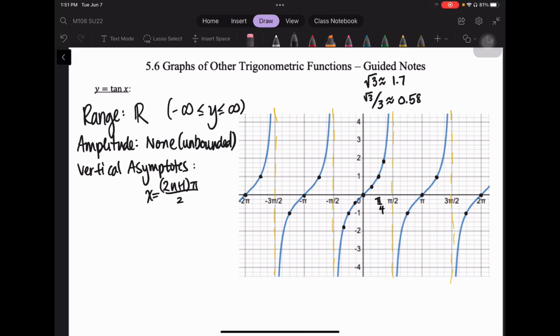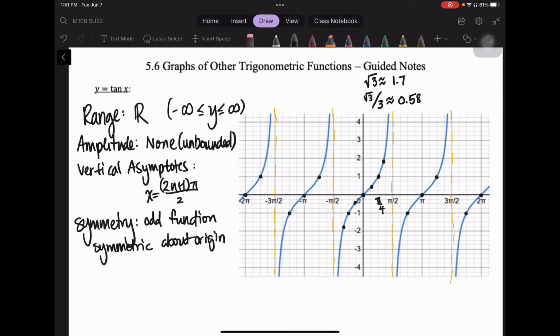What kind of symmetry do you think this has? Well, the graph is not evenly symmetric because it's not symmetric across the y-axis, but it is symmetric about the origin because it's an odd function. Remember, the only even functions are cosine and secant. And the period, remember, for cotangent and tangent is just pi.